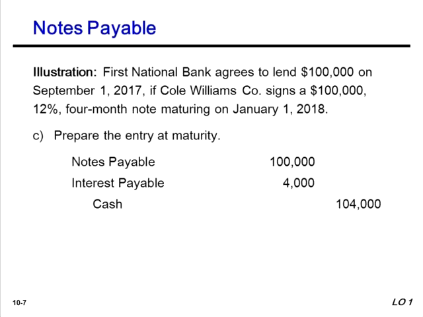Alright, so now we have the entry that's made on the maturity date, where Cole is repaying the bank the face amount or the principal balance of the note plus the interest. So on September 1st, we had credited notes payable for $100,000. Now they're going to pay off that debt. So we debit notes payable for $100,000. On December 31st, we had credited interest payable for $4,000. Cole is also paying that, so we're going to debit interest payable for $4,000 and then credit cash for the full $104,000.